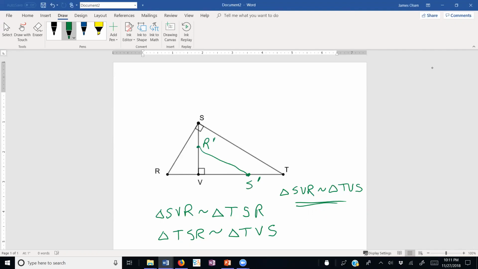The second transformation would be a dilation using a center point of V, and the scale factor would be VT over VS prime. And this will be a fraction larger than 1, which will make it larger.